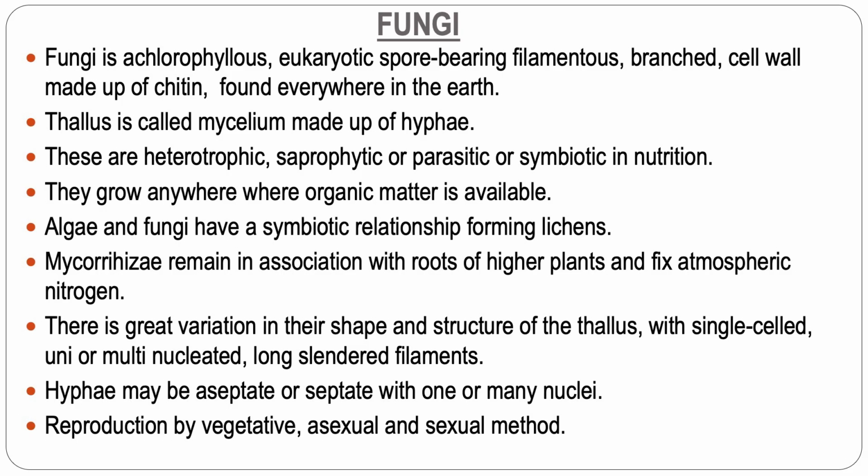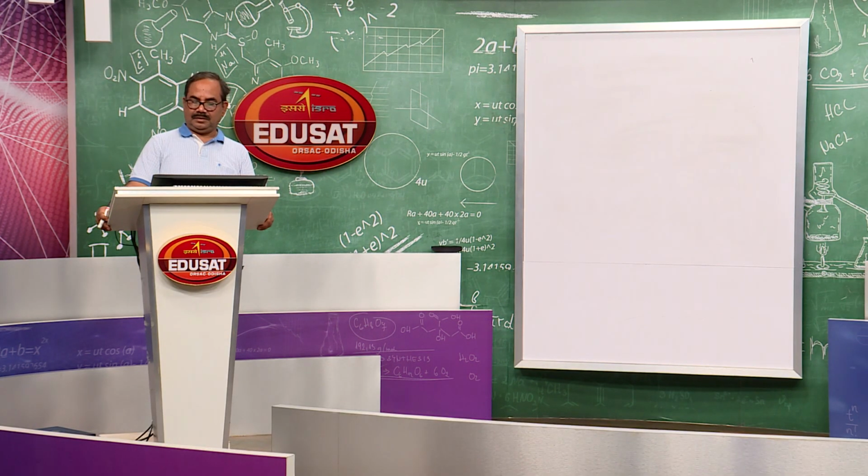These are heterotrophic. They may be saprophytic, living on dead or decomposed organic matter, or parasitic, living upon host bodies and deriving nutrition from them. Some of these also have a symbiotic association with algae. Some algae in a symbiotic relationship with the fungi form a life form referred to as lichens.